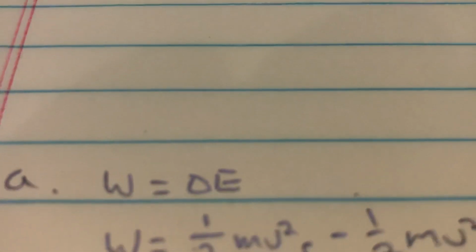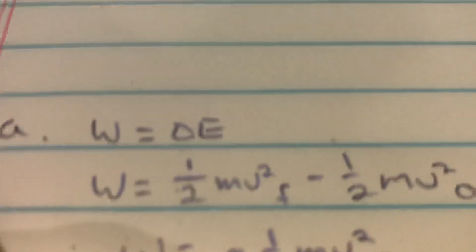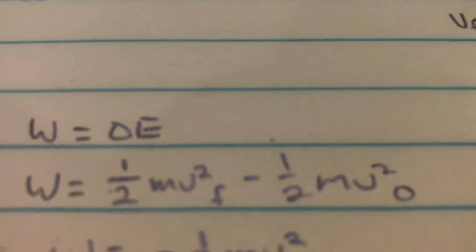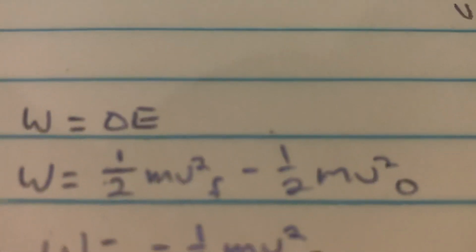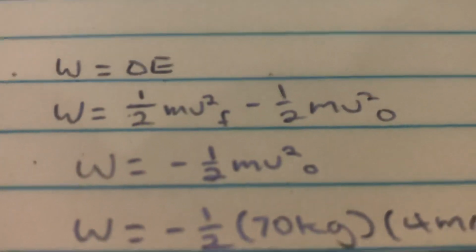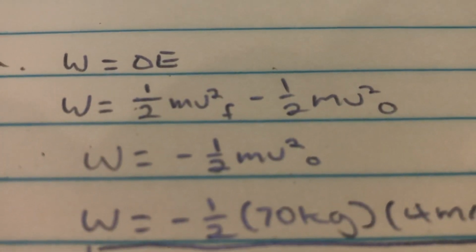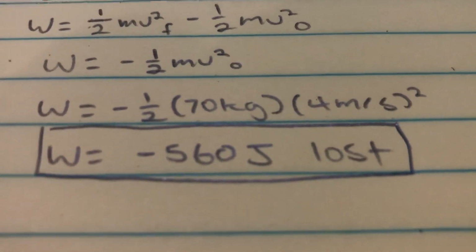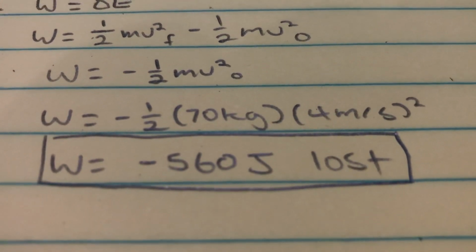So if you see here, work is equal to the change of energy. So there's no mgh, so there's no potential energy, so it's just kinetic energy. So 1/2 mv squared of the final minus 1/2 mv squared of the initial is equal to work. And the work is equal to negative 1/2 mv squared initial because there is no final since the velocity is 0. And then you're just going to plug everything in. Then you'll find out that you have negative 560 joules lost.